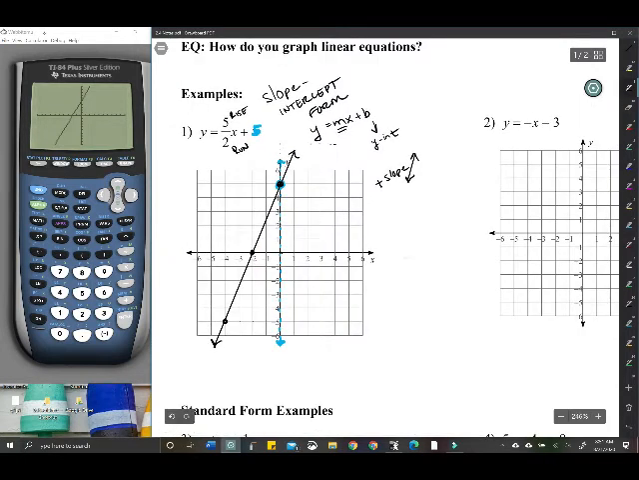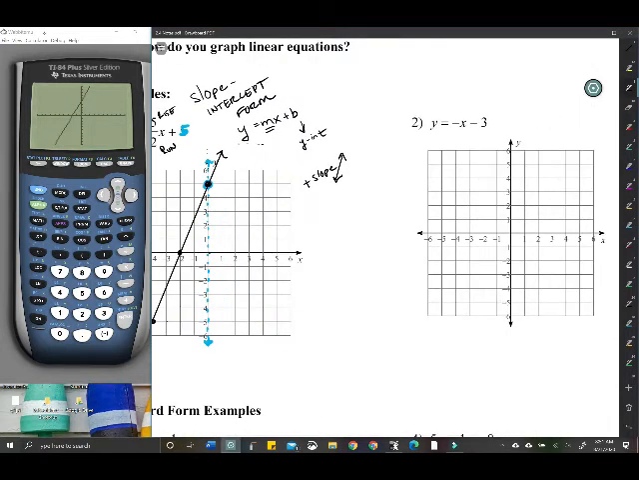Okay, number 2, similar idea, negative 3. So we're going to start there on the y-axis. Now, just note to self, negative slope, so it should be going down. Make that mental check to yourself. It should be going down.